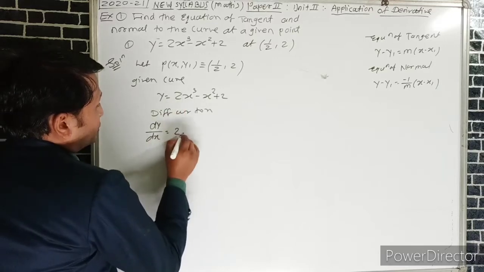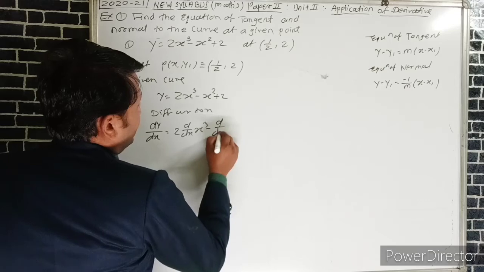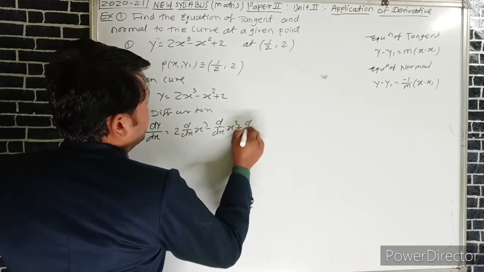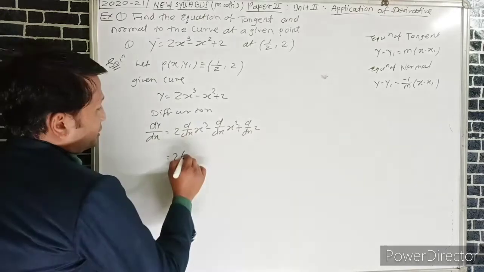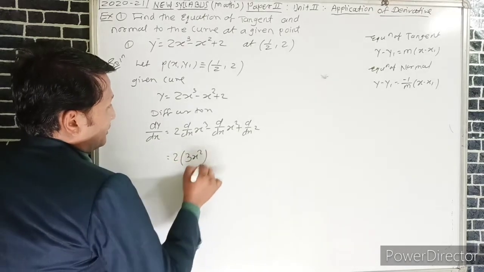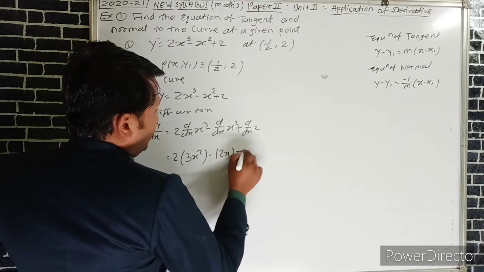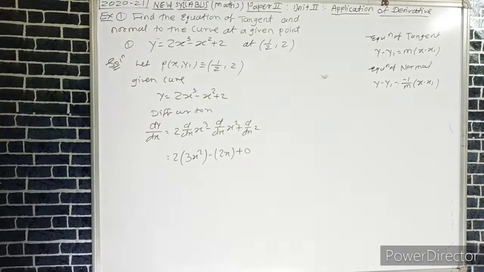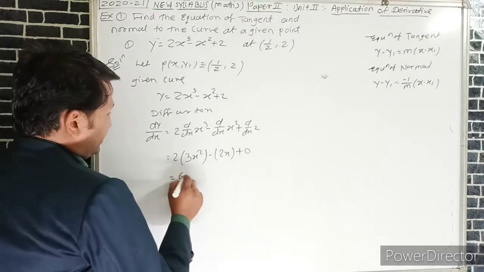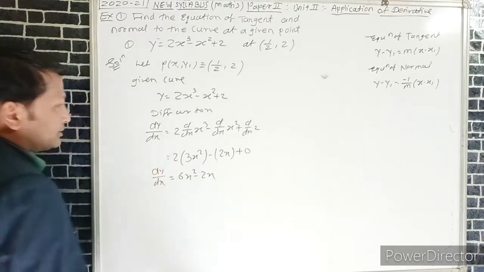2 is a constant, so we take the derivative of x cube minus the derivative of x square plus the derivative of 2. Here 2 into the derivative of x cube, which is 3x square, minus the derivative of x square, which is 2x, plus the derivative of 2, which is 0. 2 into 3 is 6x square, minus 2x, which is the value of dy by dx.